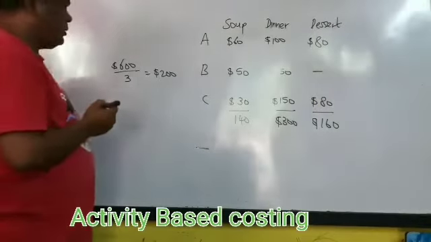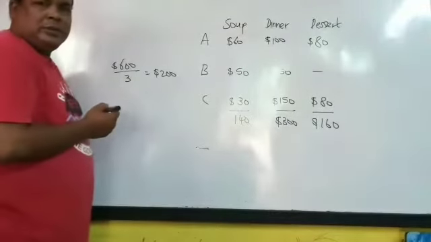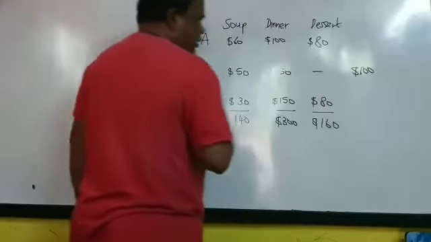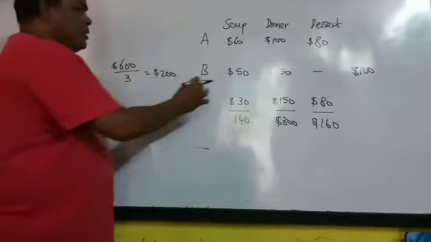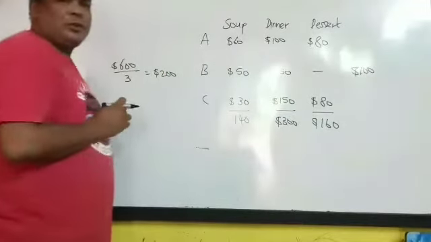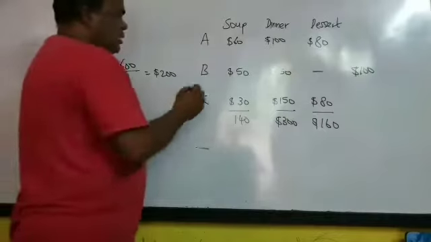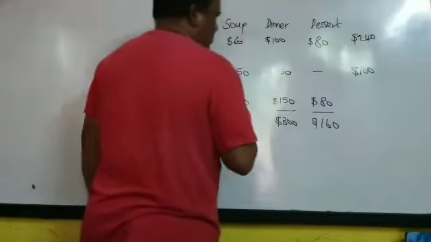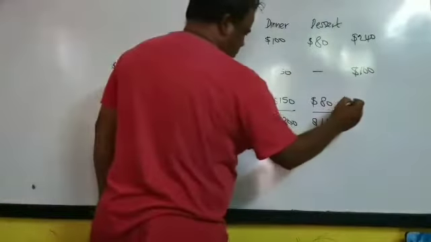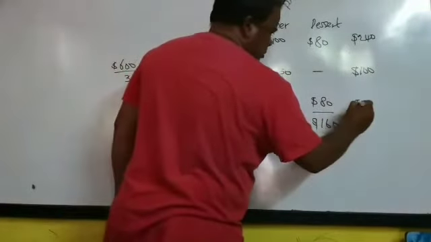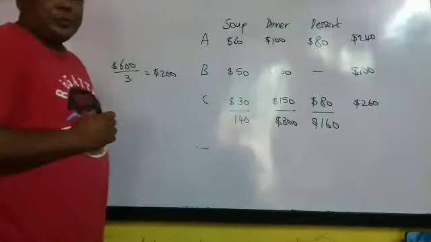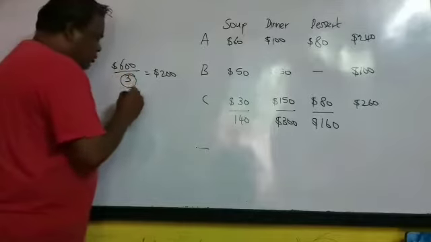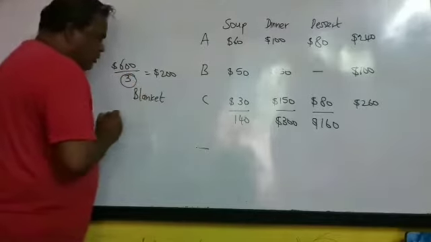But internally, B is thinking he has to pay only $100 because he has taken soup and dinner costing $50 each. And A has to pay $240. And C has to pay $260. Okay? What happened? The cost per unit has been calculated by using a blanket rate. This is called a blanket rate, number of persons.